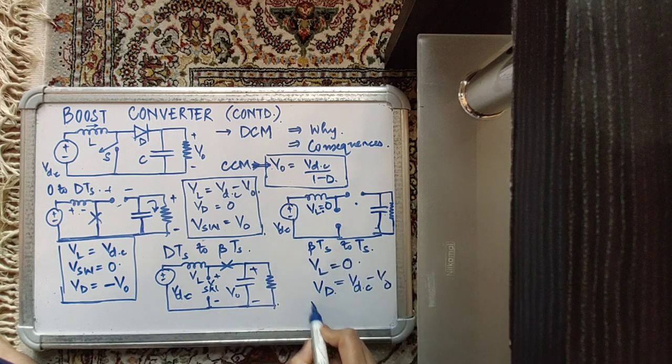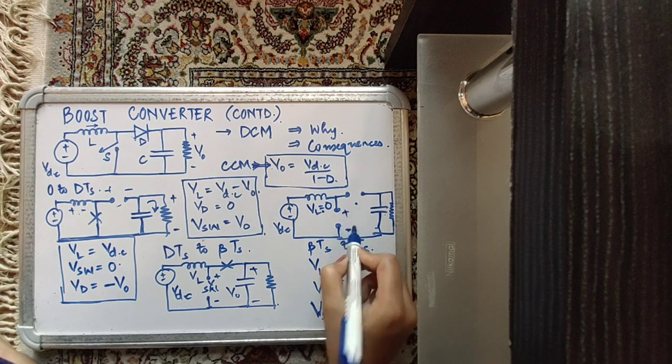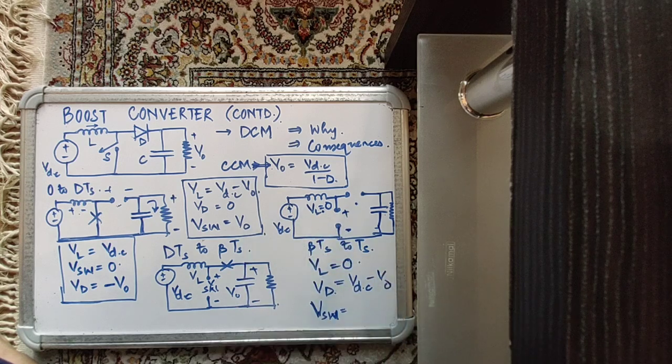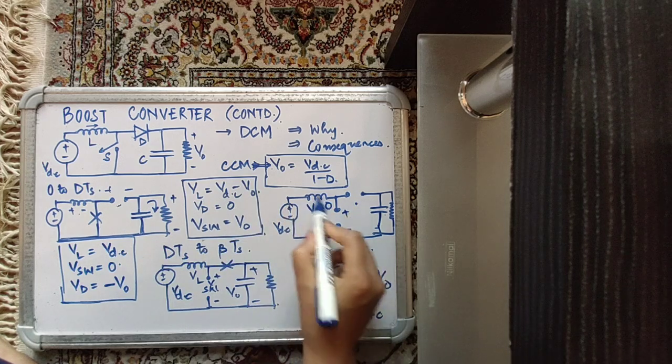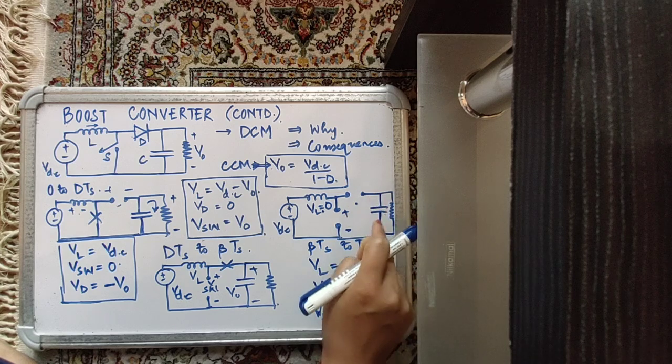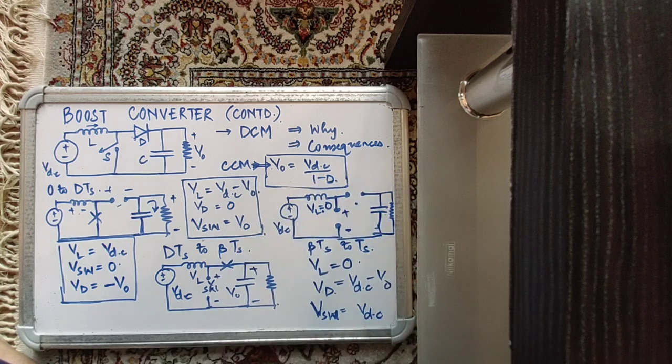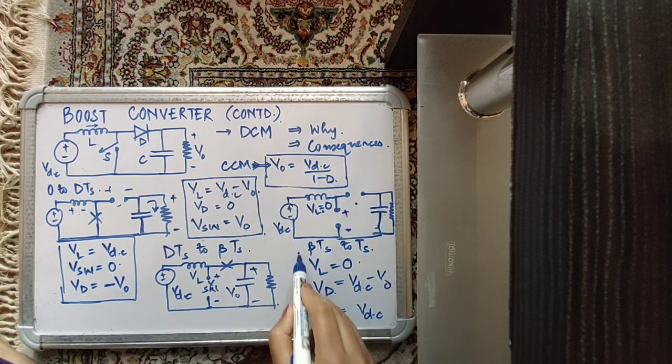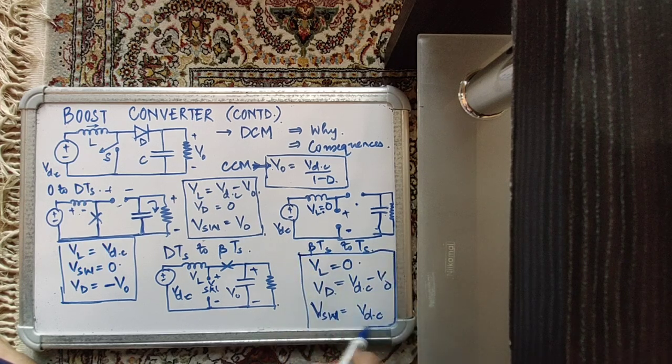And then if you want to see the voltage across the switch, which is this voltage, we can simply say that it is VDC, because the switch is directly connected across the source, because this voltage is 0. So this is VDC, and this voltage is VDC minus V0 if we apply KVL here. So this was for the interval beta Ts to Ts.